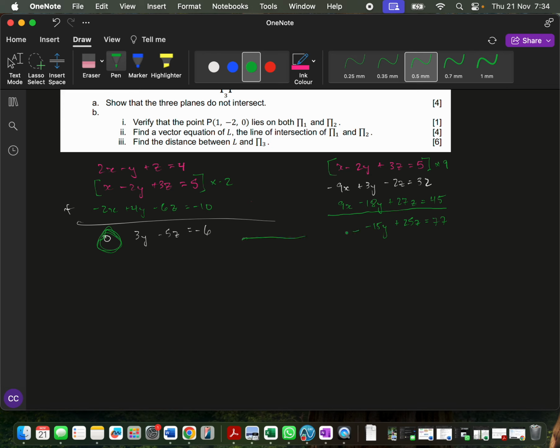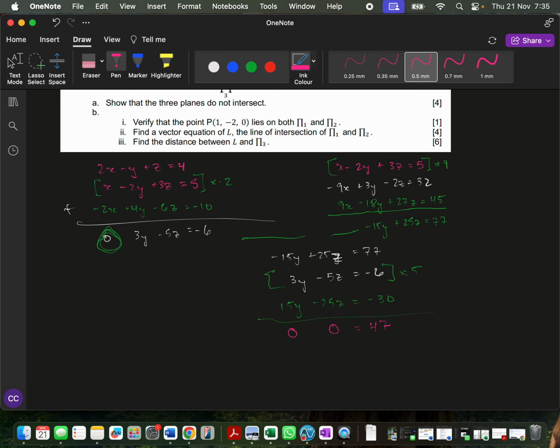Now I'm going to take these two and eliminate another variable. So let's just see what happens when I do that. If I have negative 15y plus 25z is 77, and 3y minus 5z is equal to negative 6. Well, to get rid of those, if I multiply this by 5, I'd be left with 15y minus 25z is equal to negative 30. Combining those, I end up with 0, 0, and 47. Well, that right there is a contradiction.